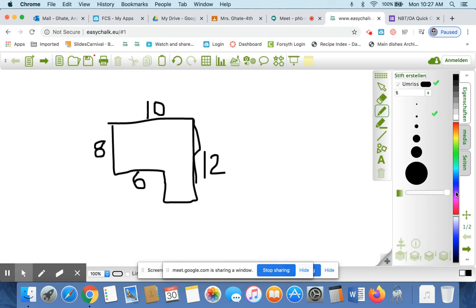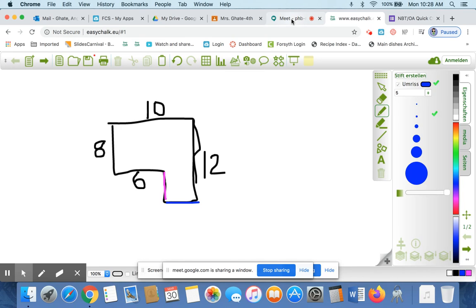So now we can't solve until we figure out how much this side is going to be and how much this side is going to be. On your paper, go ahead and solve. Just write down what you think is the measurement of the pink side and the blue side.